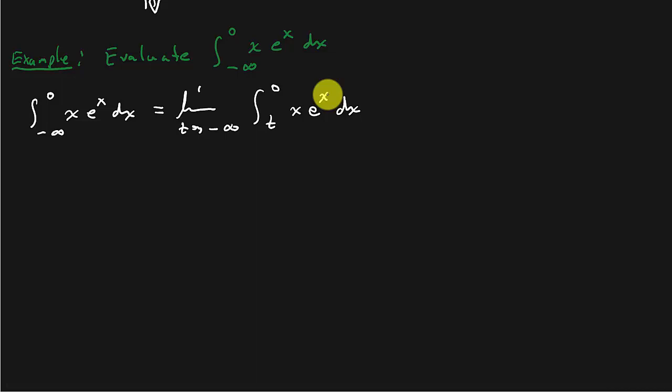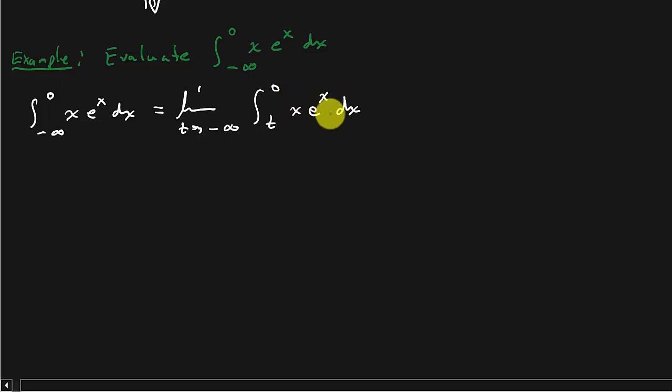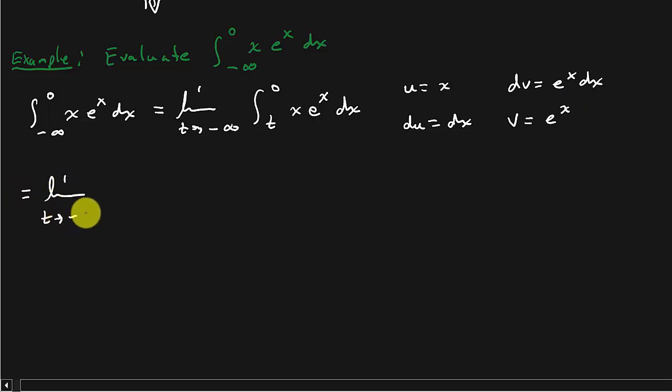Now, what do we have to do now? We've got to integrate this thing. So how do we integrate it? Well, we need to use parts. So we're going to let u equal x, dv equals e to the x dx. And so du is equal to dx and v is equal to e to the x. And so this is going to be the limit as t goes to negative infinity of all of this.